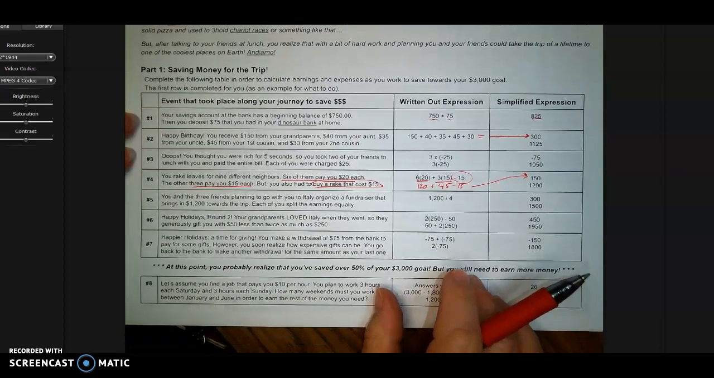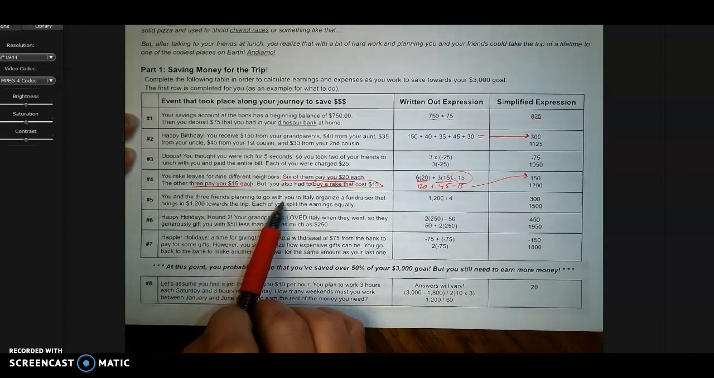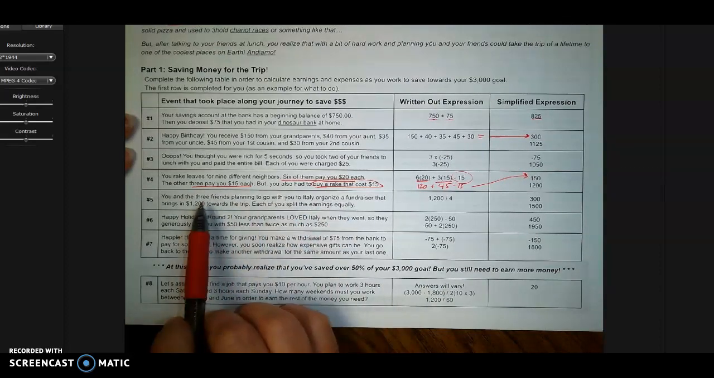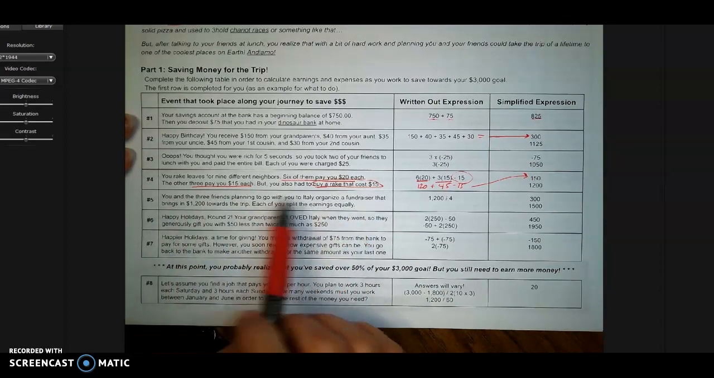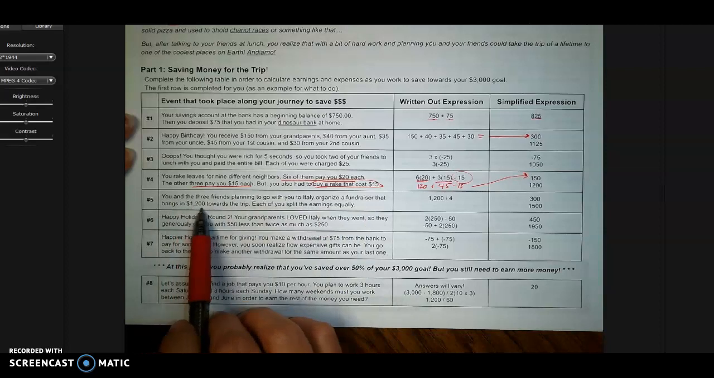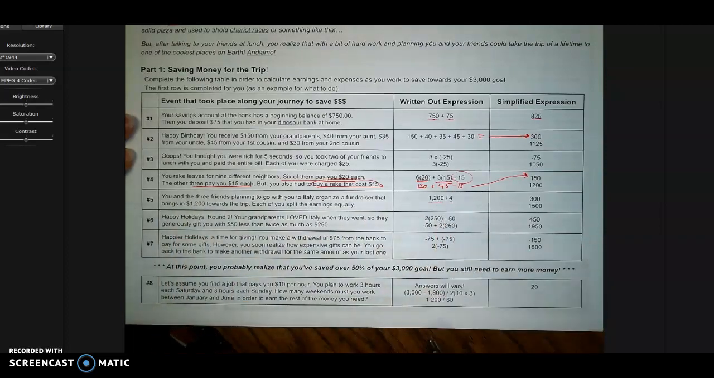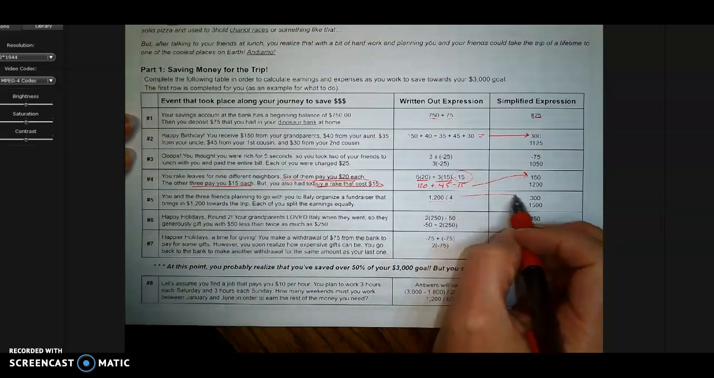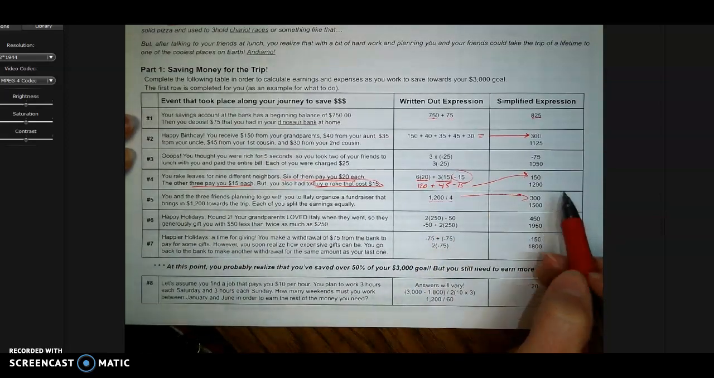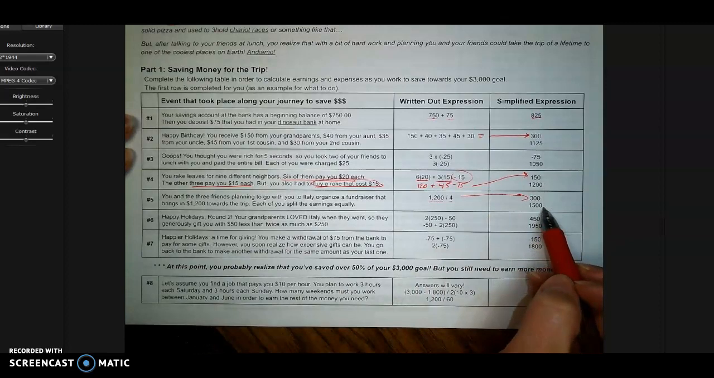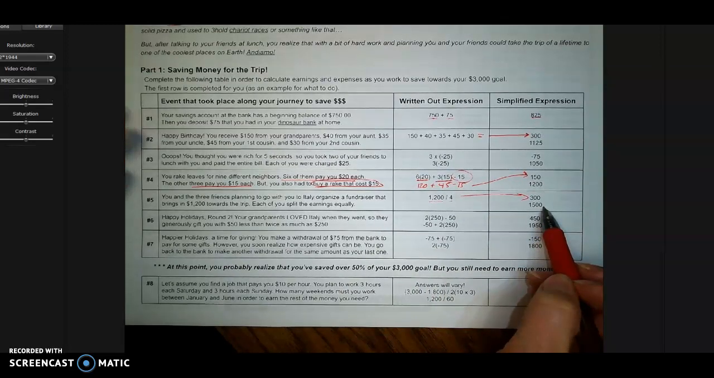And it says then you and your 3 friends that are planning to go with you to Italy organize a fundraiser. So you and 3 friends, so we're talking 4 people. And the fundraiser brings in $1,200. So I need to do $1,200 divided by the number of people I'm sharing it with, which is 4. So you each get $300. Add that to the amount that you had, and you end up with $1,500.